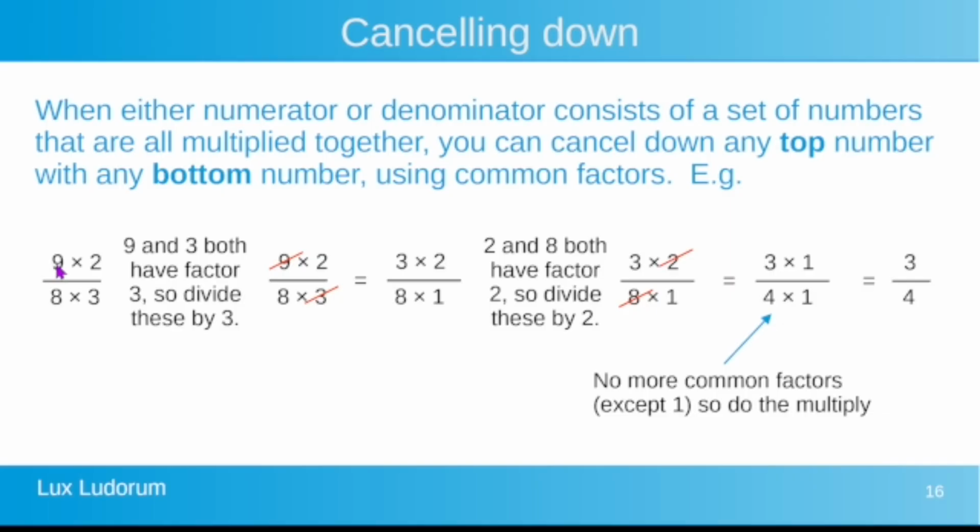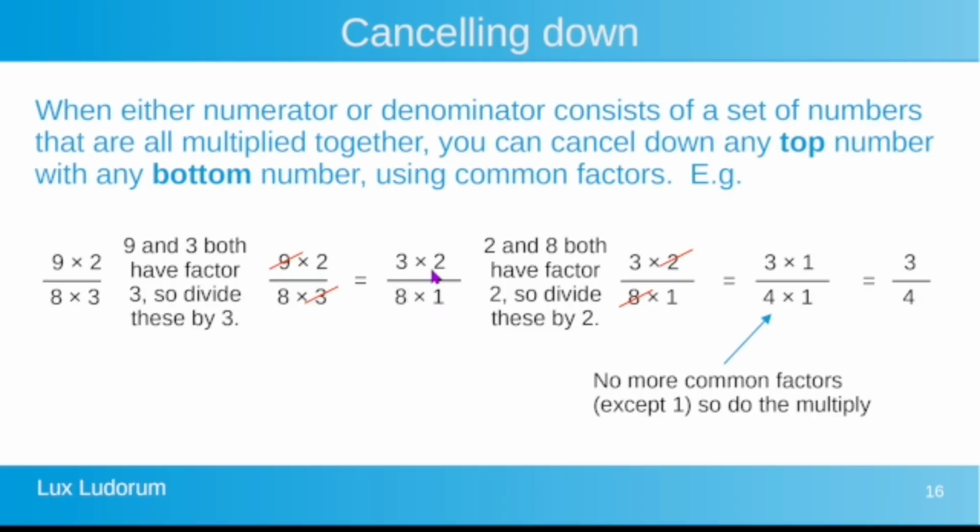We see that 9 and 3 both have a common factor of 3, so divide both of these numbers by 3. Instead of 9, we divide that by 3 to give 3. Here, instead of 3, we divide that by 3 to give 1. And the other two numbers, we just write them as before. So now we've got 3 times 2 over 8 times 1.